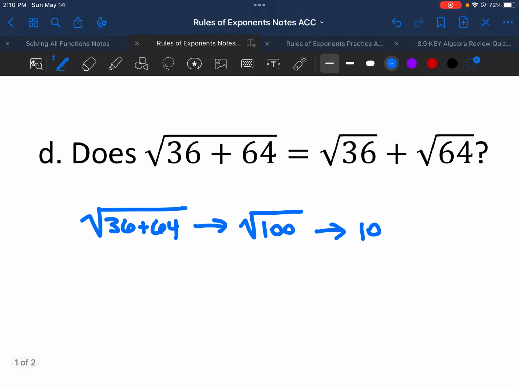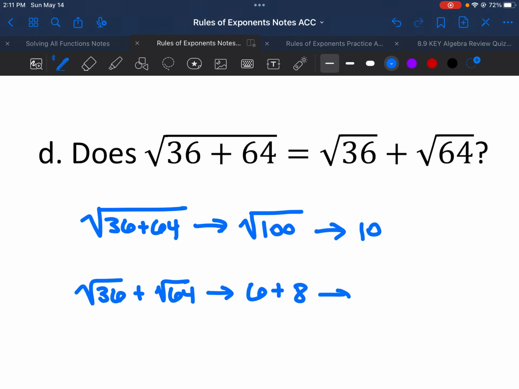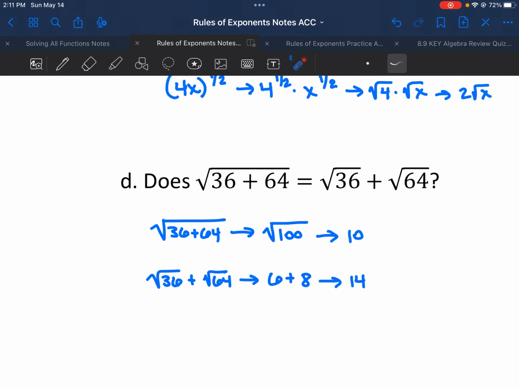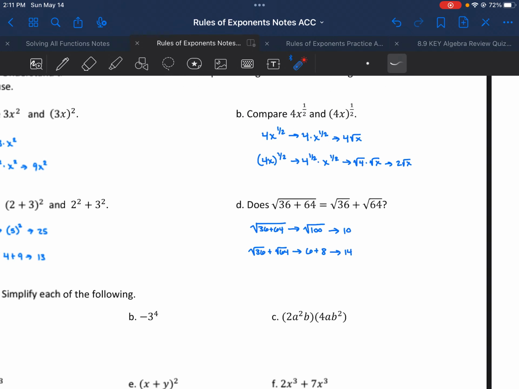Okay. Well, let's see what happens if we would have handled the square root separately, if we would have split it. Square root of 36 plus square root of 64. Well, square root of 36 is 6. Square root of 64 is 8. 6 plus 8 is 14. Very different things here. So we cannot just simply take a sum underneath the square root. We cannot just simply break into two different square roots. It's not going to work that way. It's not going to work mathematically. These are two very different things.